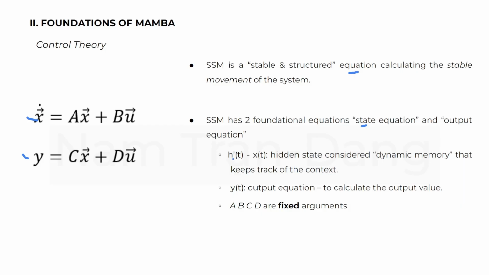And we have some arguments. The first is h(t), or x(t). This one is the hidden state, which is the dynamic memory that keeps track of the context. The derivative denoted here represents the change over time. And y(t) is the output equation to calculate the output value. And in control theory, we have some arguments like A, B, C, D, and they are all fixed arguments.